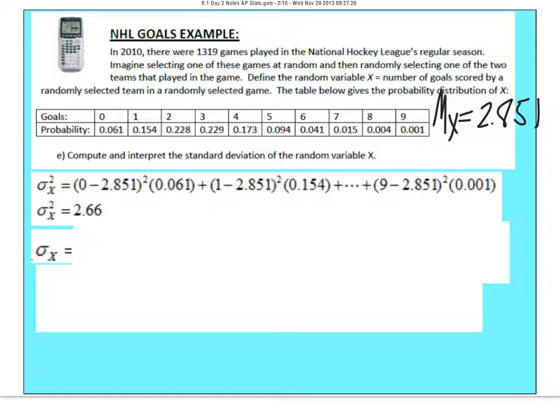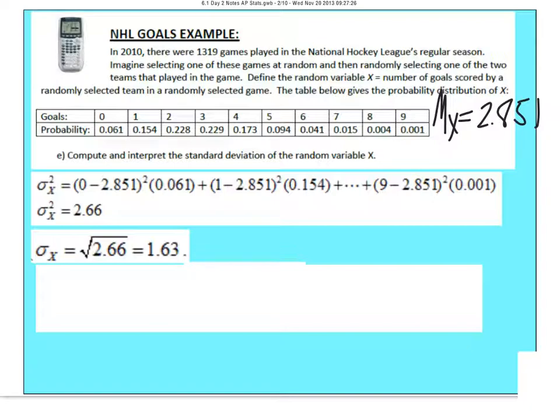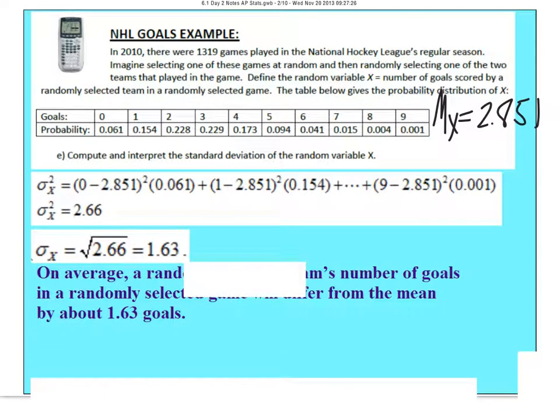Now, to find the standard deviation, we can easily wrap that up and just take the square root of that variance and get 1.63. So let's go ahead and wrap it up and define it in context. So 1.63, what it means is that, on average, a randomly selected team's number of goals in a randomly selected game will differ from the mean by about 1.633 goals.